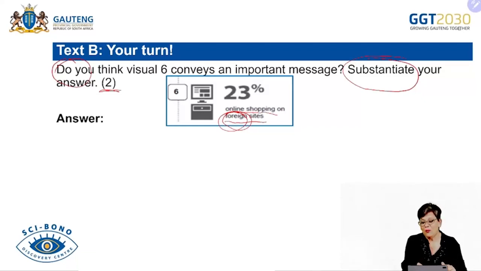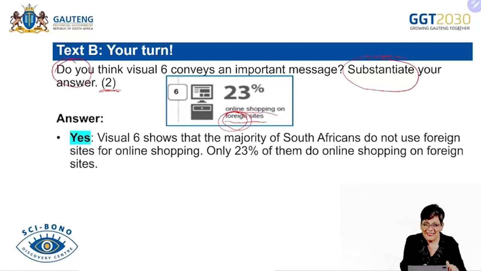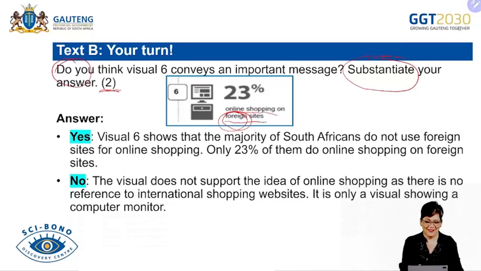So, is this an important message? What do you think? Let's see. Yes. Now, what I'm doing is I'm interpreting what this shows me. Visual 6 shows me that the most people of South Africa, or the majority of South Africans, do not use foreign sites. You'll remember, this 23% was the lowest of all the numbers. So most people don't use foreign sites, and this is really important. Most people obviously then use South African sites, right?